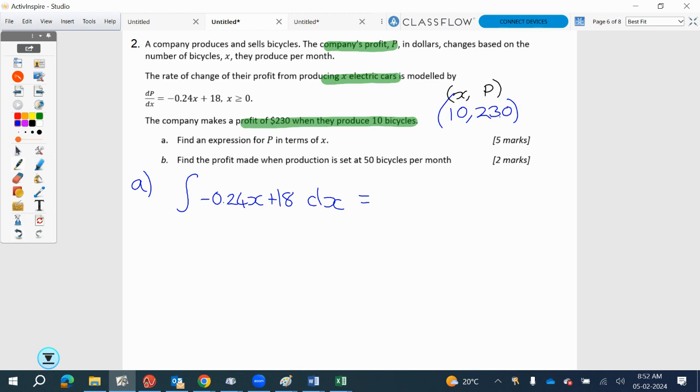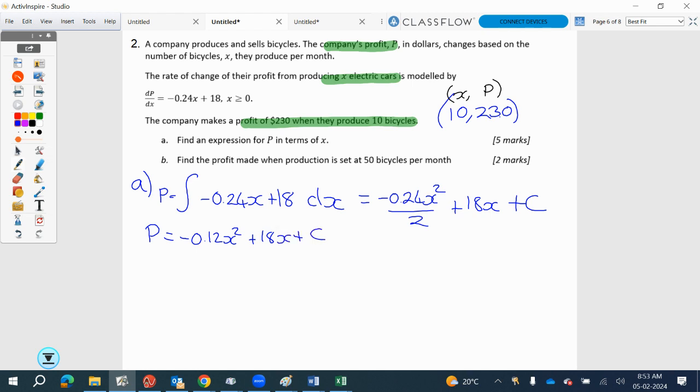Remind yourself of it. So what Yatsan says, he simplified it, but he's going to go for this. This goes over 2 plus 18x plus c. And he gave me it in this form. So P is equal to minus 0.12x squared plus 18x plus c.